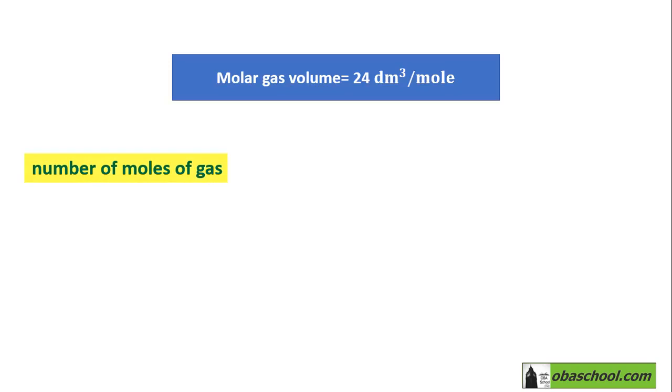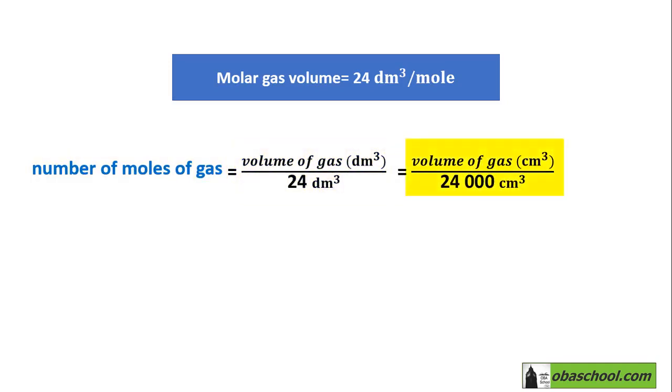The number of moles of a gas is equal to the volume of the gas in decimeter cubed divided by the molar volume, which is here 24 decimeter cubed. The number of moles of a gas is also equal to the volume of gas in centimeter cubed divided by 24,000 centimeter cubed. You can use the one in decimeter cubed or the one in centimeter cubed, depending on the given.